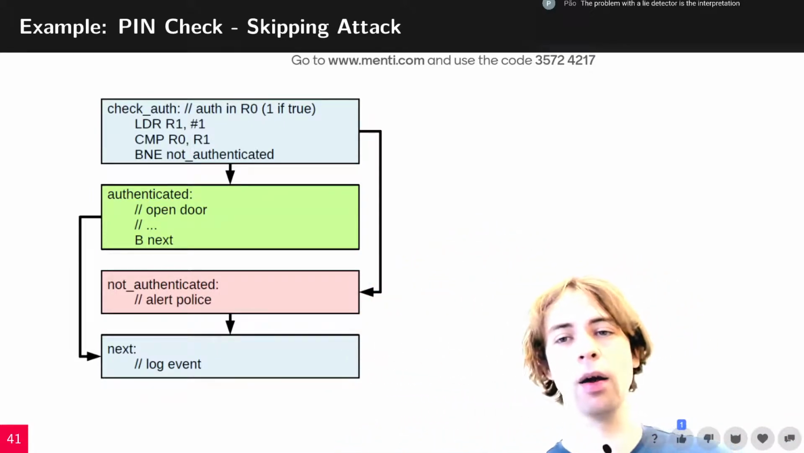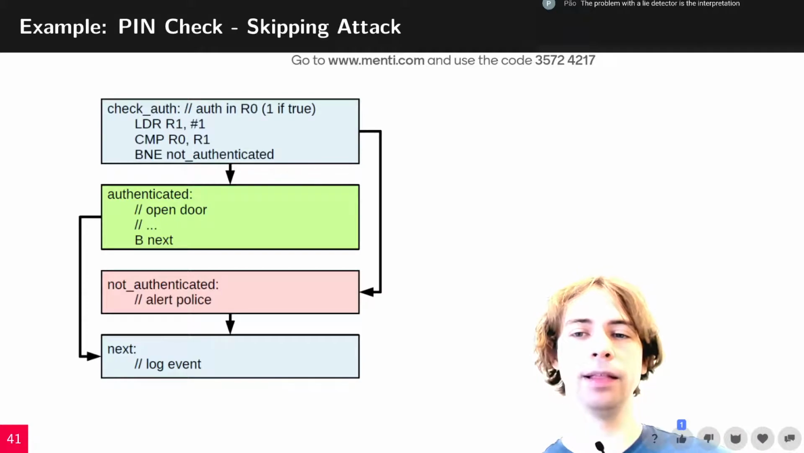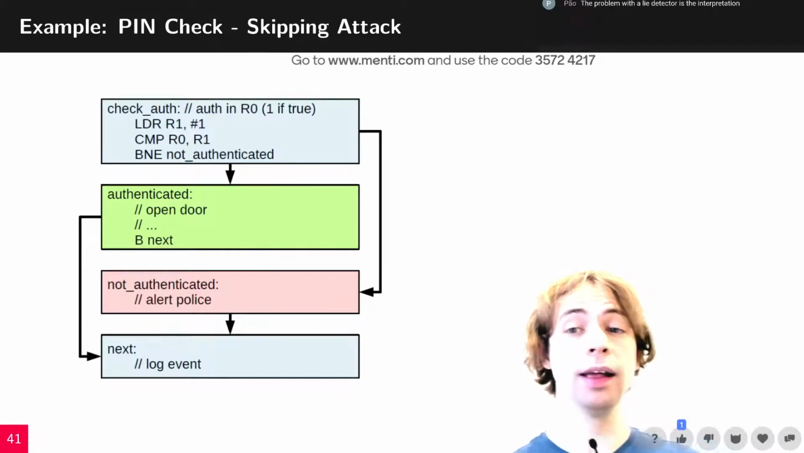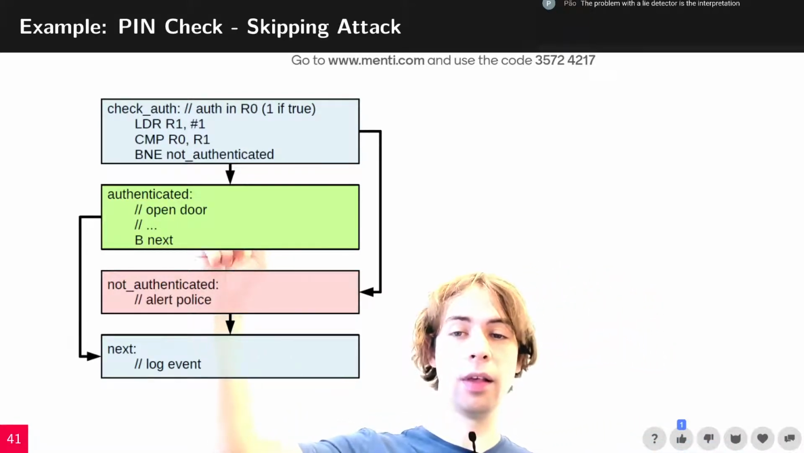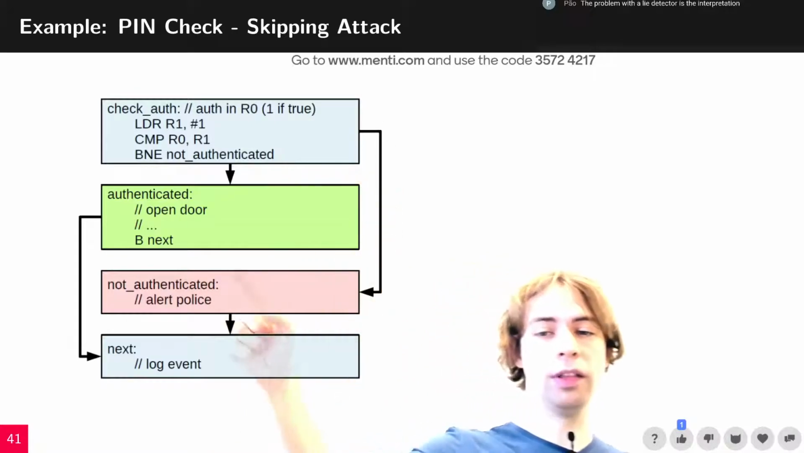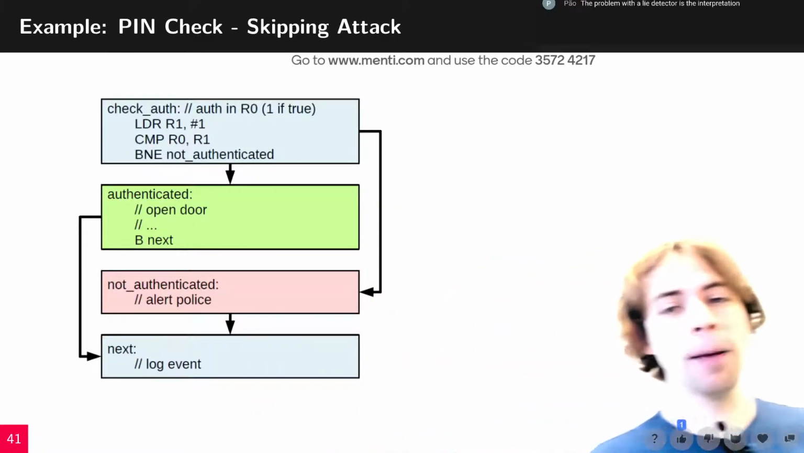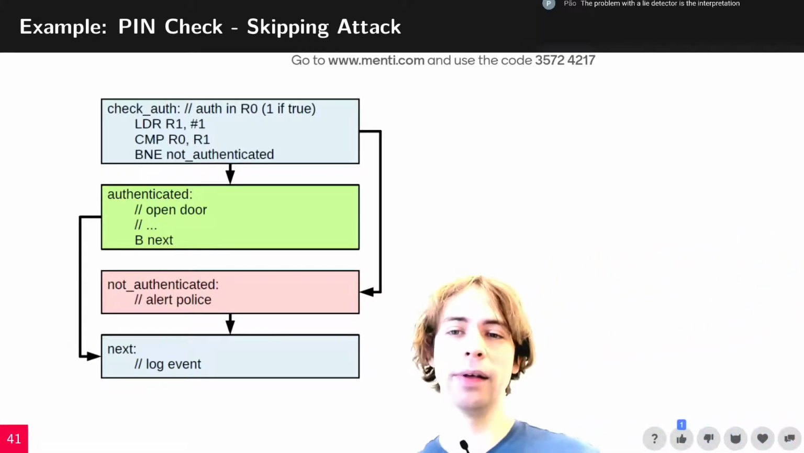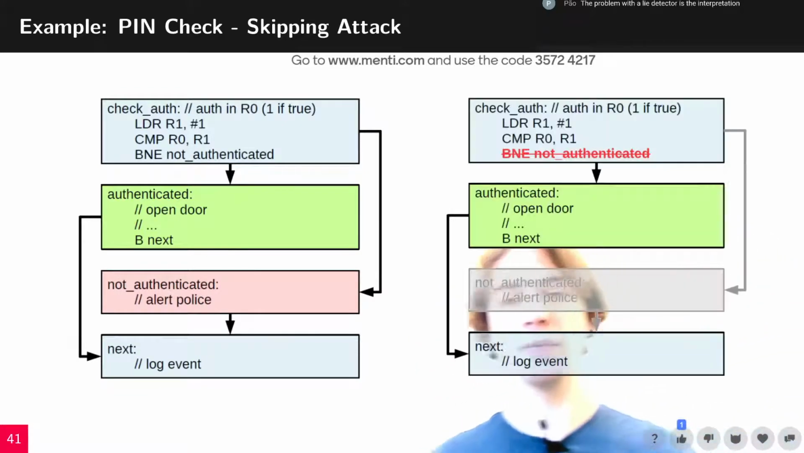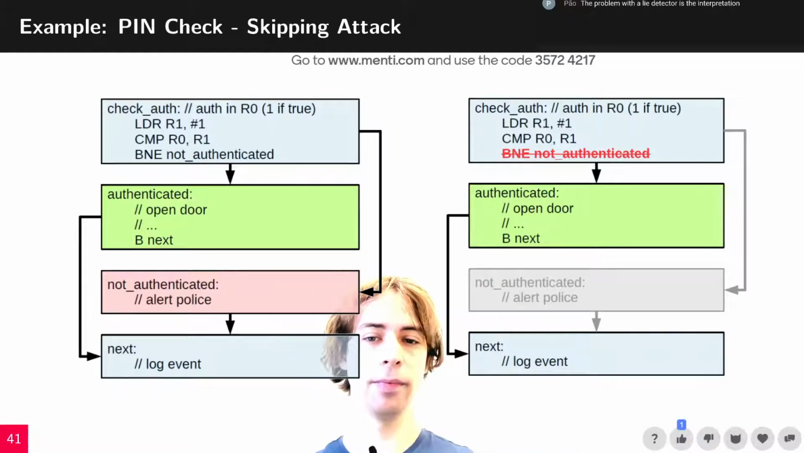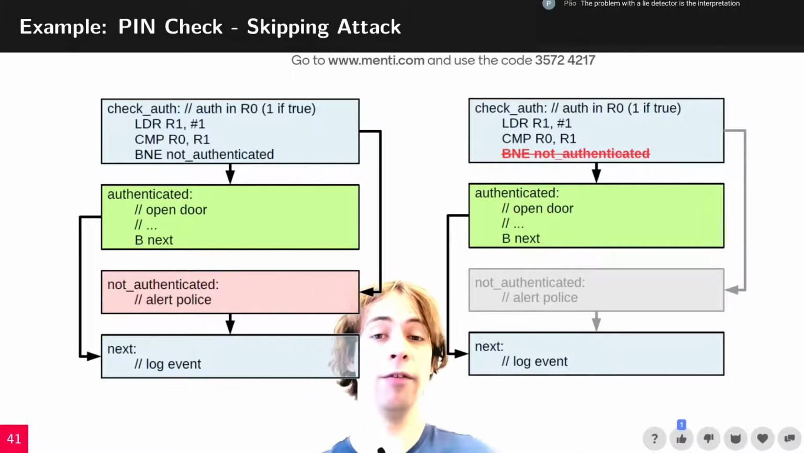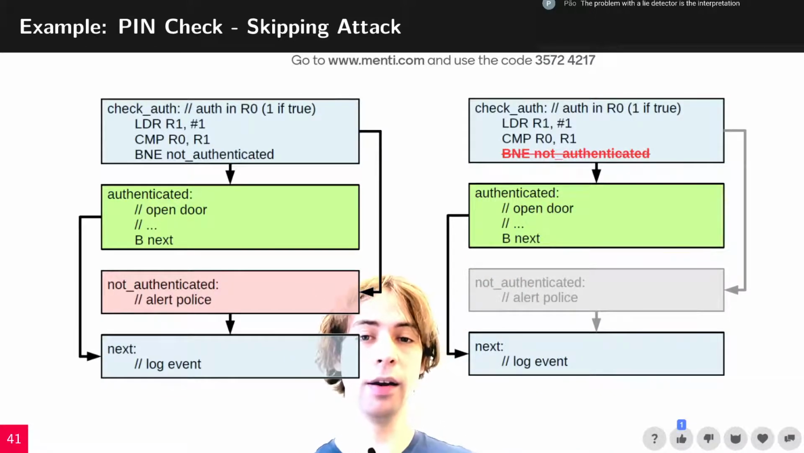We compare whether the authentication was successful. If it is, then we go to this box here. Otherwise, we go to this box here and then to the log event. So what happens if we would skip one of these instructions? For instance, this one. Instruction skipping attack. This is a fault attack that we are performing here.